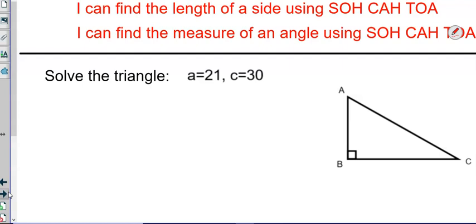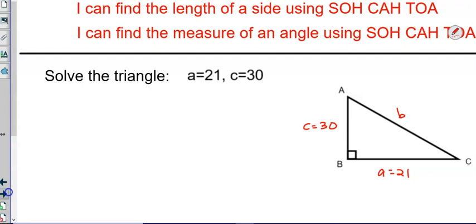Solving the triangle means finding all of the missing sides and all of the missing angles. So just using what we've been using, but kind of taking it a step further and just finding everything instead of one missing piece. So I'm just going to start by filling in what we know. So 21, little c is over here. That one is 30. And then we're going to be looking for little b. And then we're going to be looking for some angles.